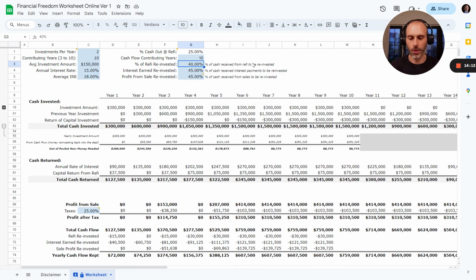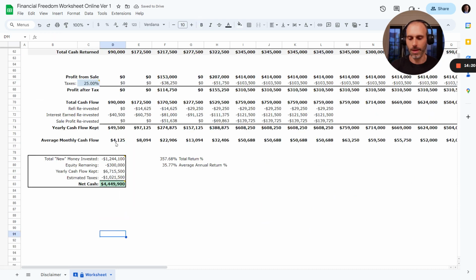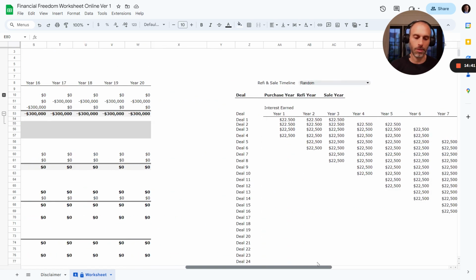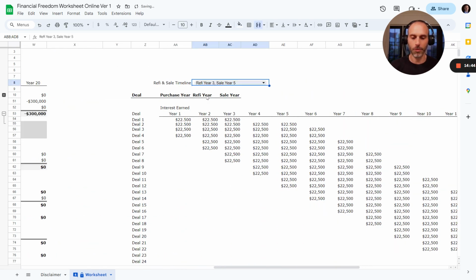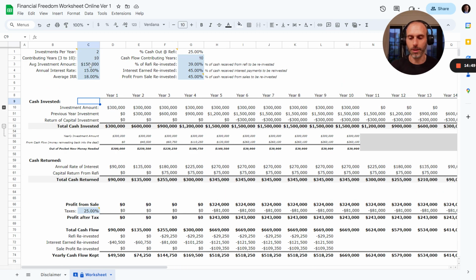If you change this to 39%, like here, we're at $4.4 million. You change it to 39%. That may or may not change the number here, because it is set to pick random times when the refinance happens and when the sale happens. So in one scenario, when you run this, it might do a refinance in year 2. Another scenario, it might not do refinances until year 3 or 4. And so it'll change things. You'll see that. So we recommend really just keeping it on refinance year 3 and year 5, and otherwise just playing with the other variables here.